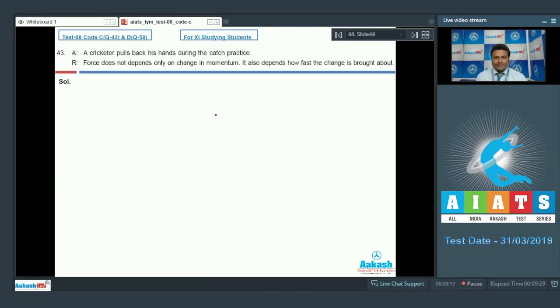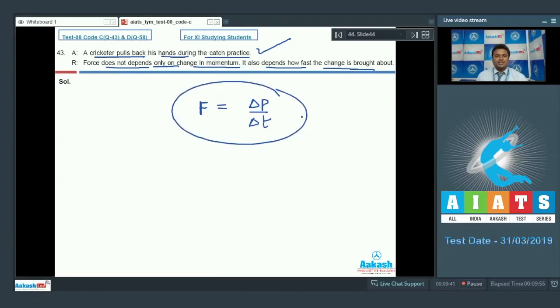Here is question number 43 everyone. Assertion is: a cricketer pulls back his hands during the catch practice. Yes, it happens, it is true. Force does not depend only on change in momentum, it also depends how fast the change is brought out. We know very well that the total force acting on any object equals rate of change of momentum with time. So yes, reason is also true because force is not only depending upon delta P, it is also depending upon delta T. More time the cricketer takes, less force he will experience.